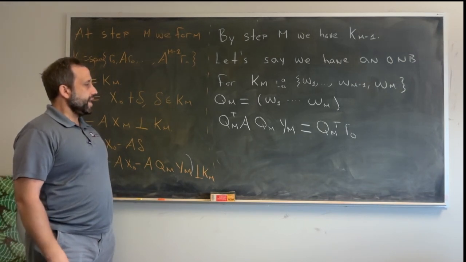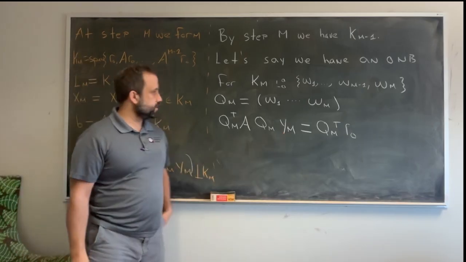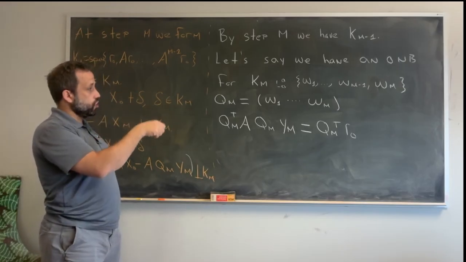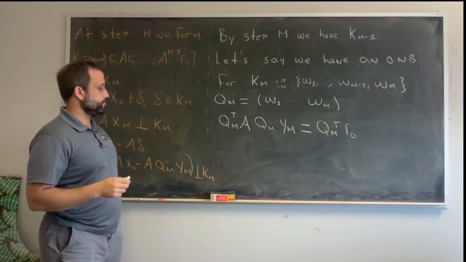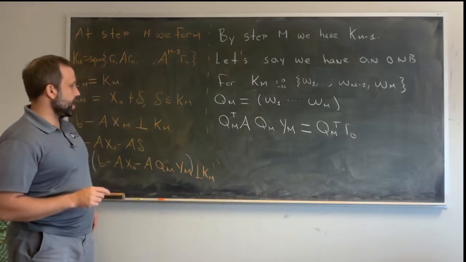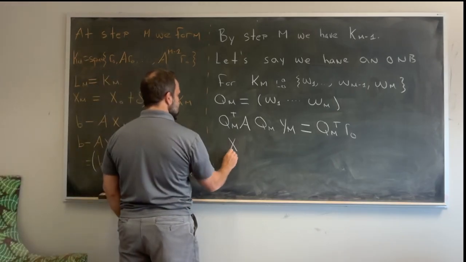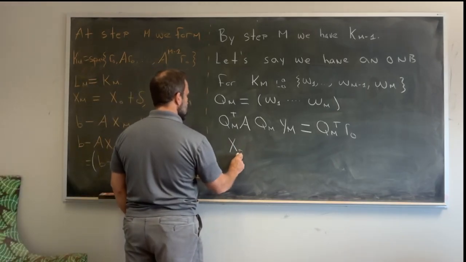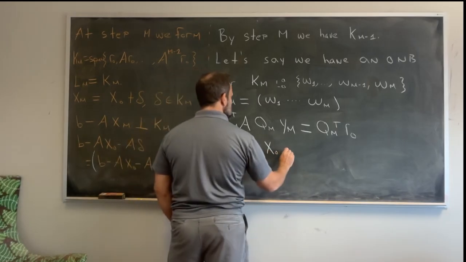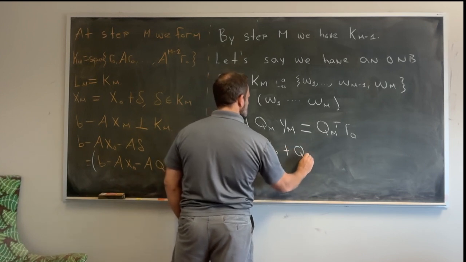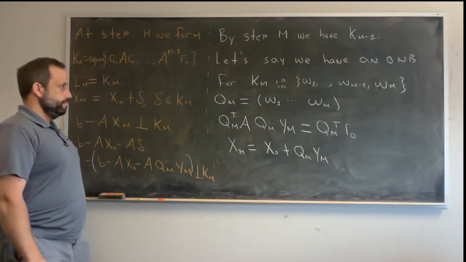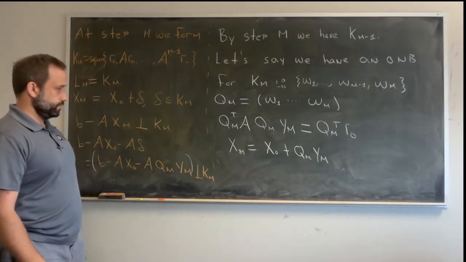So at each step then we need to figure out what Ym is. And so the idea is we're going to solve this system of equations for Ym, and then we're going to have our update xm equal to x0 plus Qm Ym.